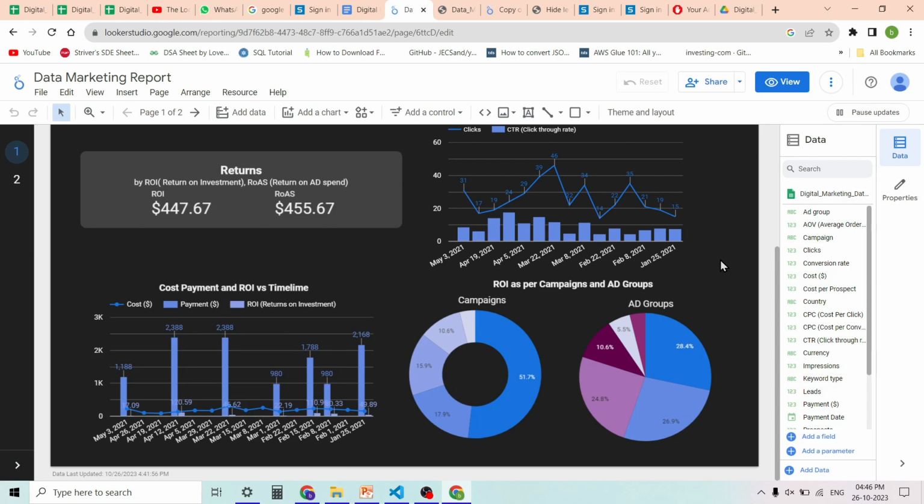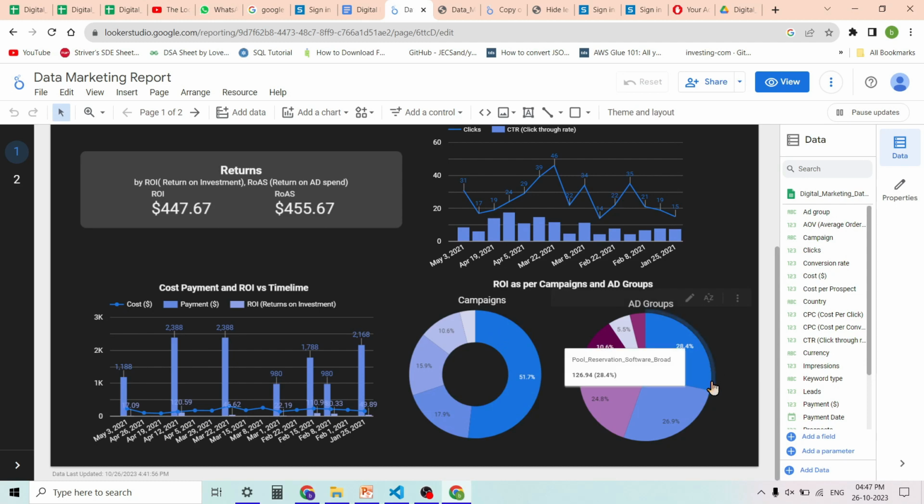Now these two, that is the donut chart and the pie chart, show us return on investment as per the campaigns and ad group. The first one is the campaign. You can see that for EK generic Tritalk reservation, we get 31.51 return on investment, which consists of 51% of the total.